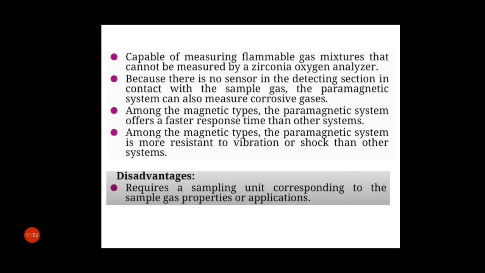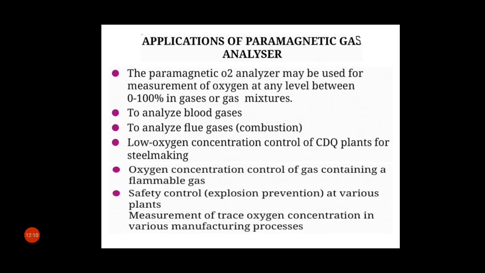Now see the disadvantage. The disadvantage is that it requires a sampling unit corresponding to the sample gas properties or applications. Now see the applications of the paramagnetic gas analyzer. The first application is that the paramagnetic oxygen analyzer may be used for measurement of oxygen at any level between 0 to 100% in gases or gas mixtures.